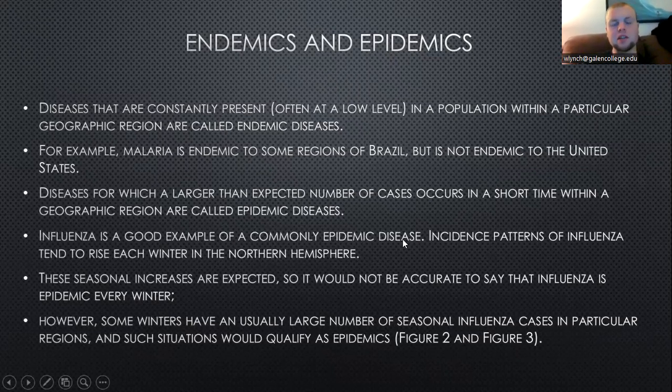Diseases that have larger than expected numbers of cases in a short period of time are going to rise to epidemic standards. Influenza is a good example of an epidemic disease because usually during the winter time, the incidence patterns of influenza go up, right? The seasonal increases are expected, so it's not typically viewed as an epidemic every winter. However, sometimes it is far greater than what the expected number is. And if that is the case, then we will enter into an epidemic standard.